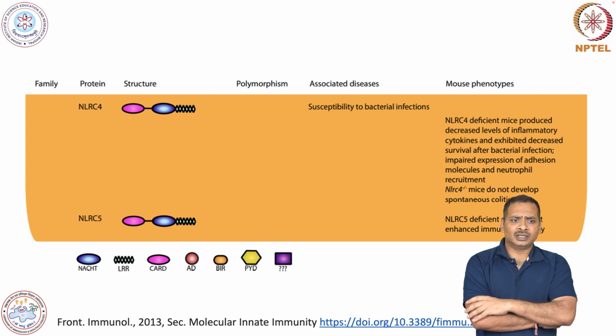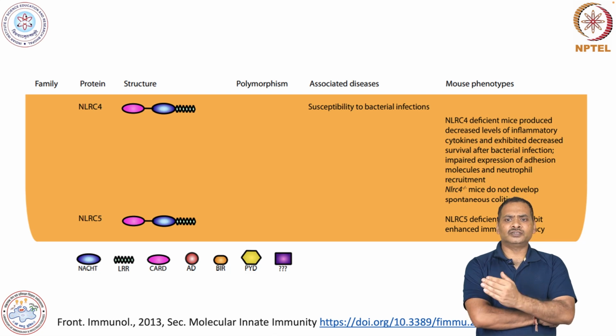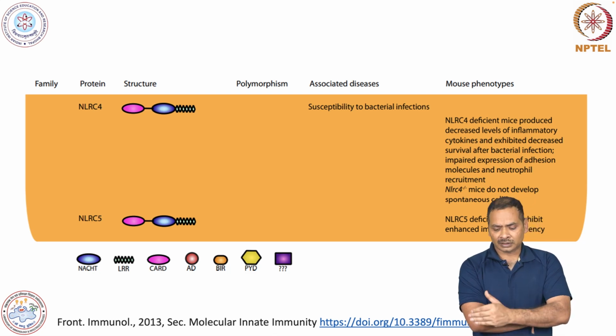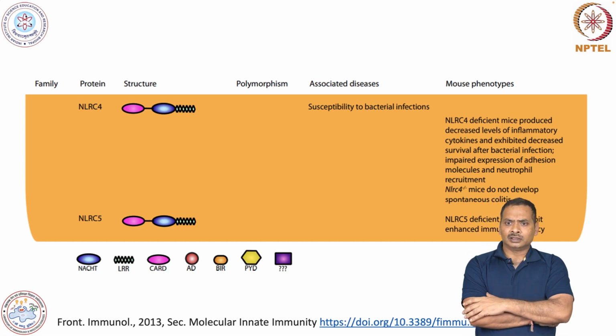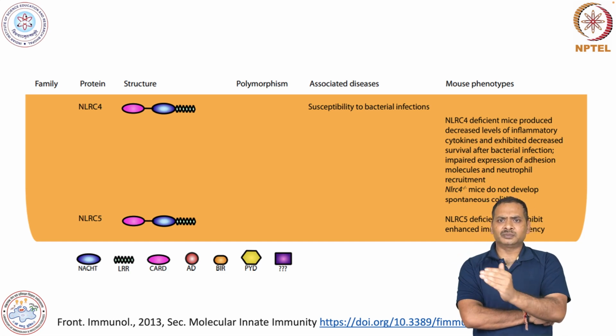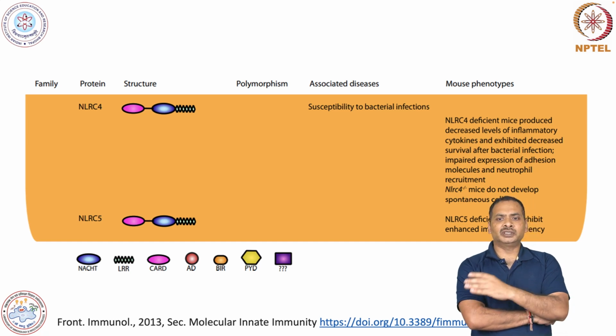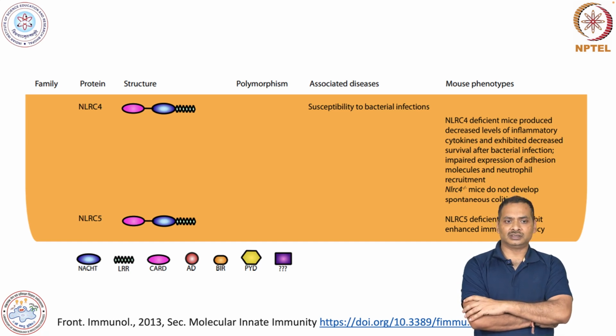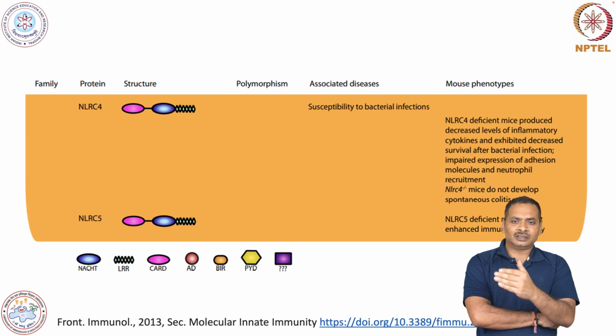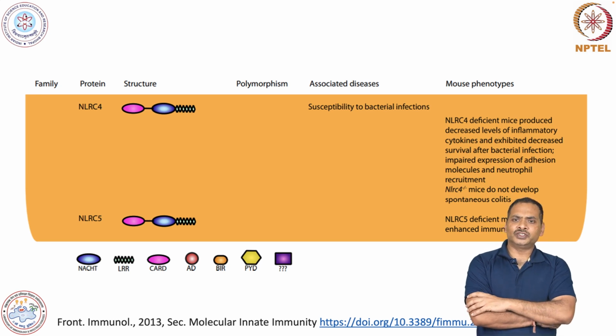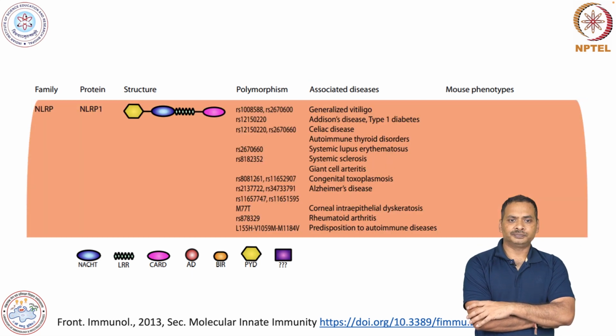Another is NLRC5. NLRC5 deficient mice exhibit enhanced immunodeficiency. Okay, so these are some of the phenotypes in the case of mice, but we don't know in the case of humans.